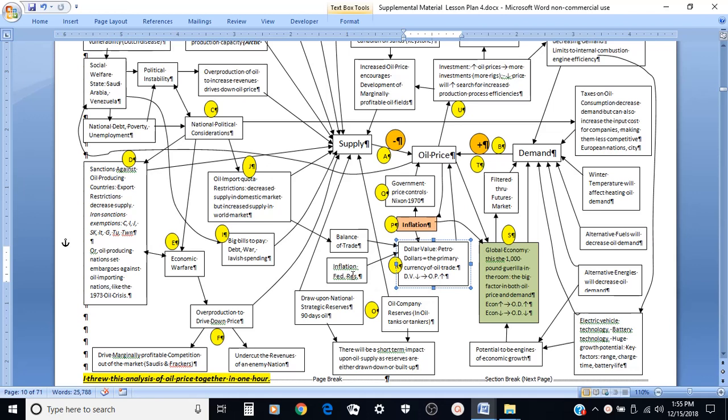To purchase federal securities, and to make money that way. And what happens is that increases the dollar value, and as the dollar gets stronger, well, then the price of oil goes down, right? So if dollar value goes down, oil price goes up, in the other direction. All right, so that's another factor.